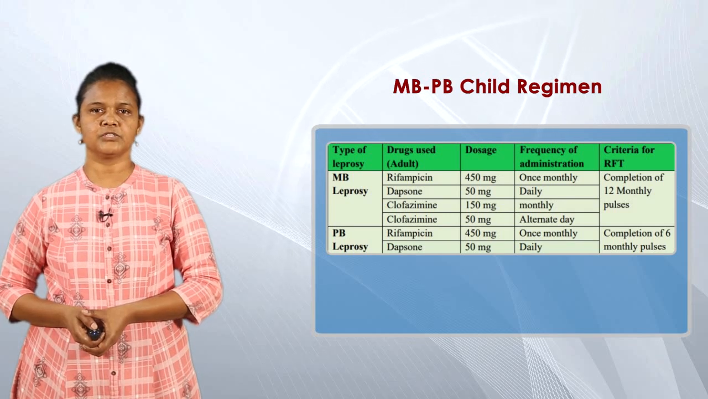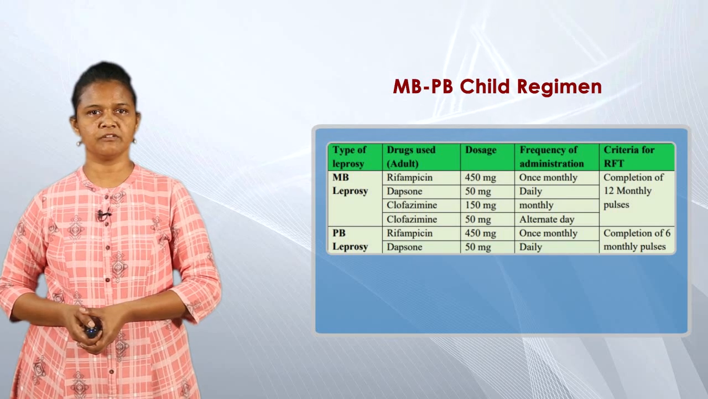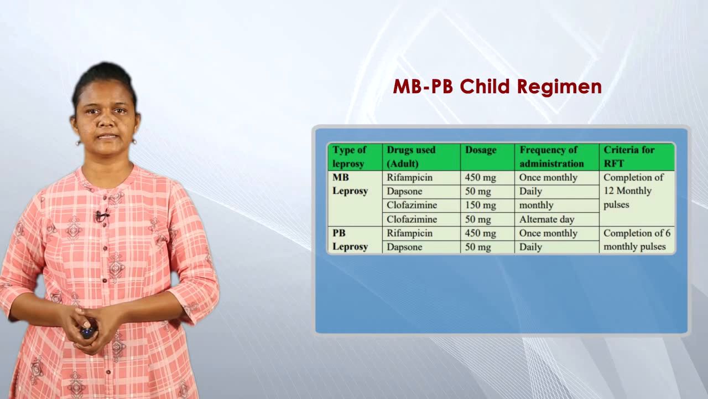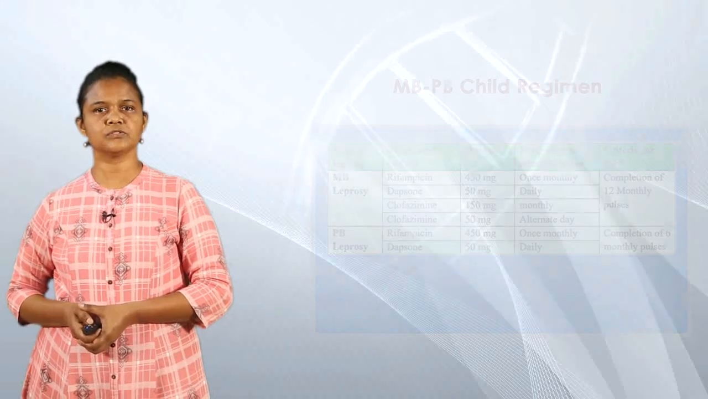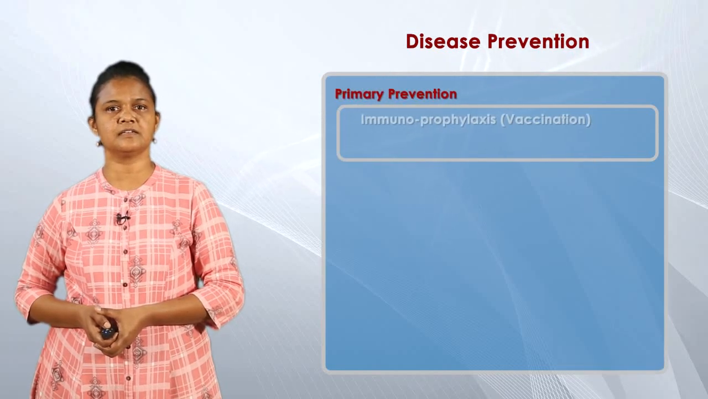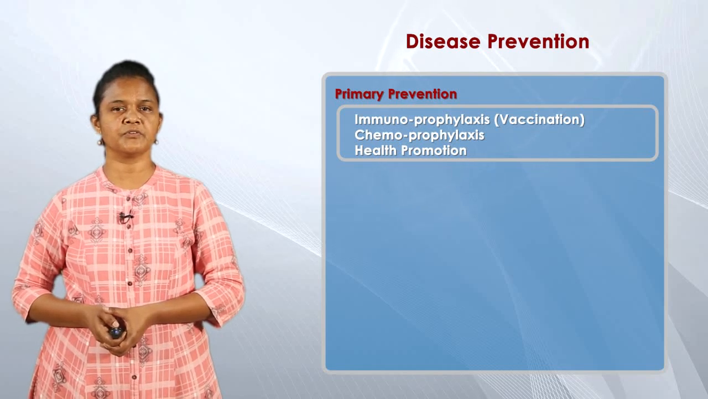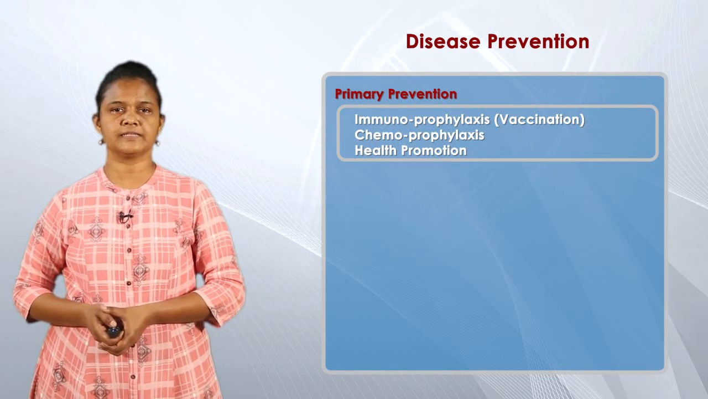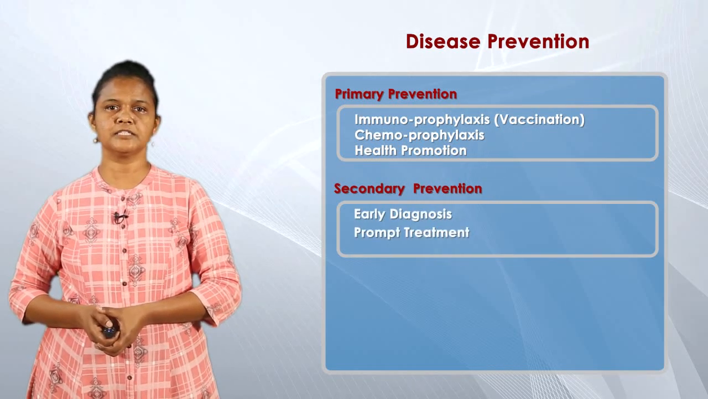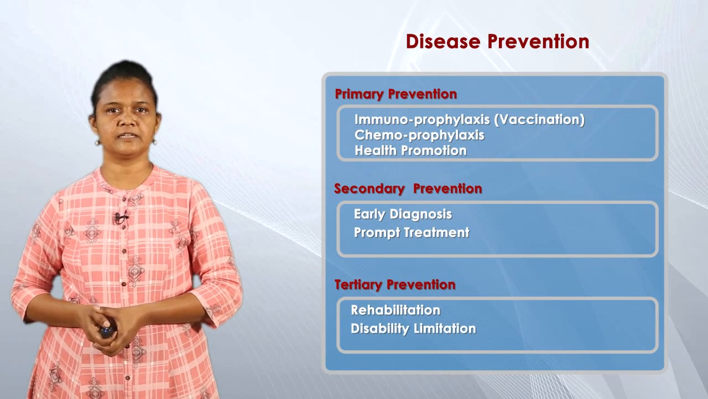The duration of treatment for multibacillary leprosy is 1 year, that is 12 months, and the duration of treatment for paucibacillary leprosy is 6 months. This slide talks about disease prevention. There is primary prevention, secondary prevention and tertiary prevention. Primary prevention is done by vaccination, chemoprophylaxis or health promotion, whereas secondary prevention is early diagnosis and prompt treatment of the disease. Tertiary prevention is done by rehabilitation and disability limitation.